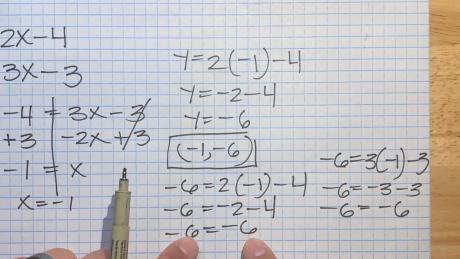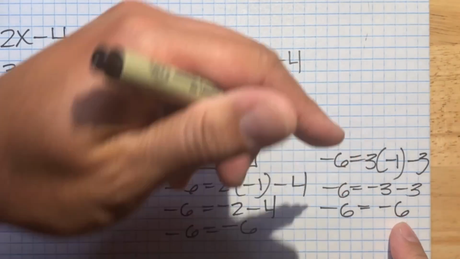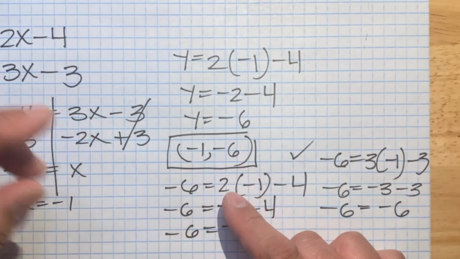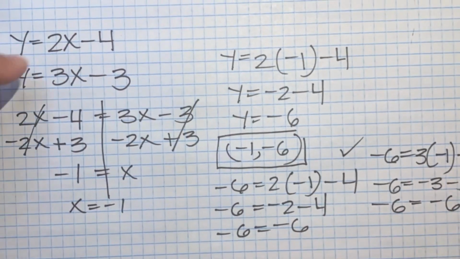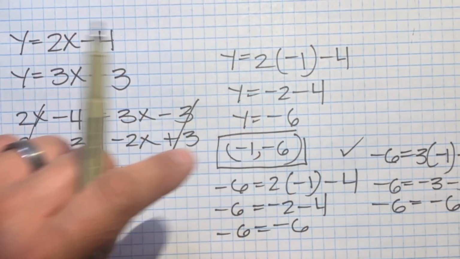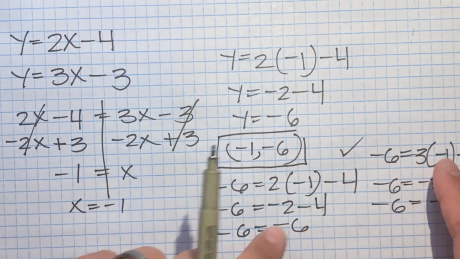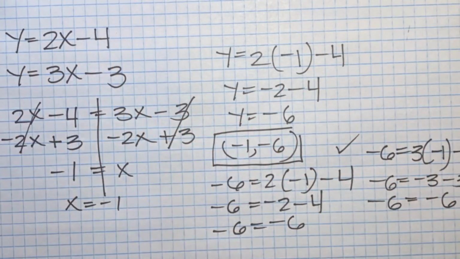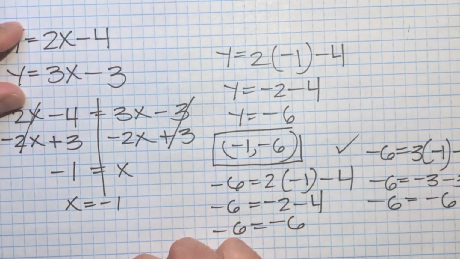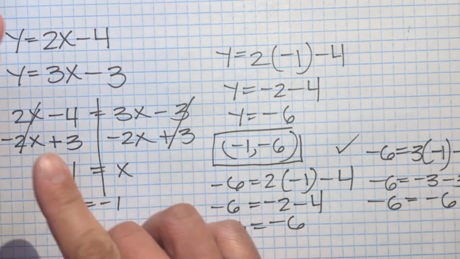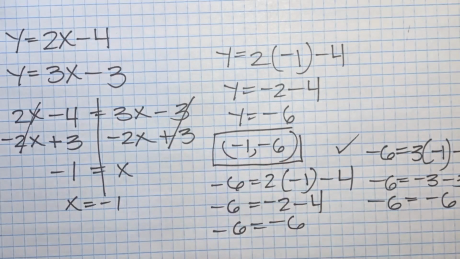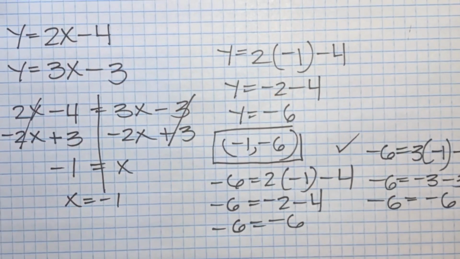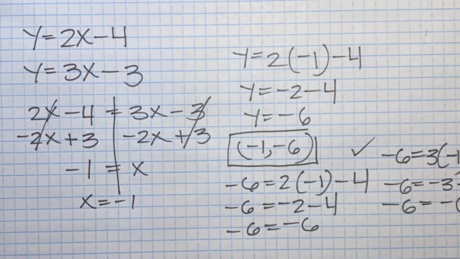If these two numbers aren't the same when you check, then you did something wrong, and you will have to do these steps again. So you get two numbers that will check out when you plug them back in. So these two lines right here, when they cross paths, they will meet at (negative 1, negative 6). All right, that's it. That's how you solve systems of linear equations when both equations equal y.